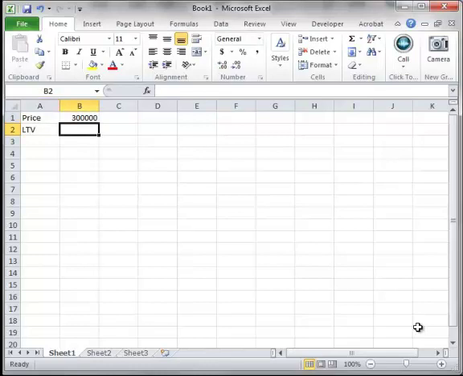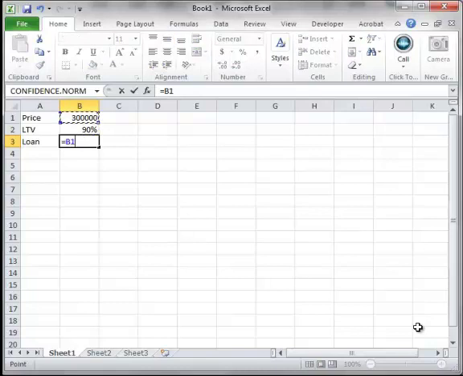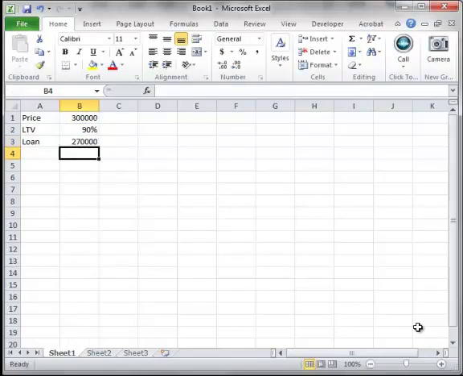the new loan. We'll start off with a price on a house that we originally purchased for $300,000 with a loan to value of 90%, which means the loan is just going to be 90% of the $300,000, or the B1 times B2 in this case, giving us a loan value of $270,000.